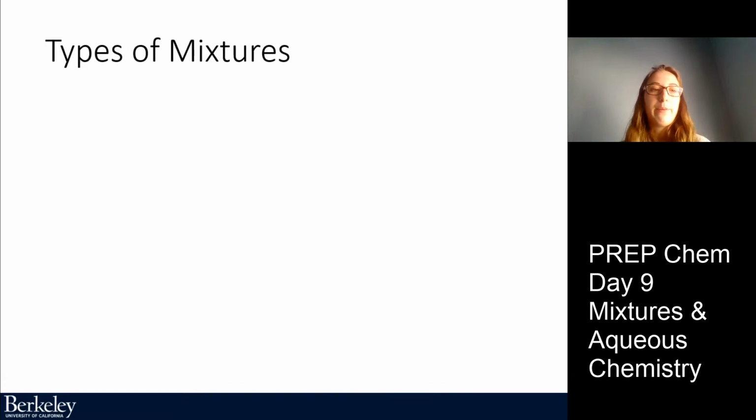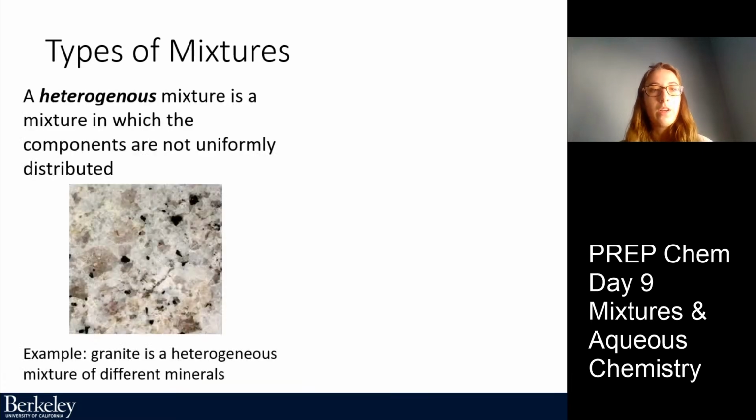So let's discuss types of mixtures. You can have a heterogeneous mixture, which is a mixture in which the components are not uniformly distributed. For example, granite is a heterogeneous mixture of different minerals. If you look at this picture here, you can see how the black and the gray specks and the white specks are not evenly distributed throughout the material. Because of that, this would be a heterogeneous mixture.